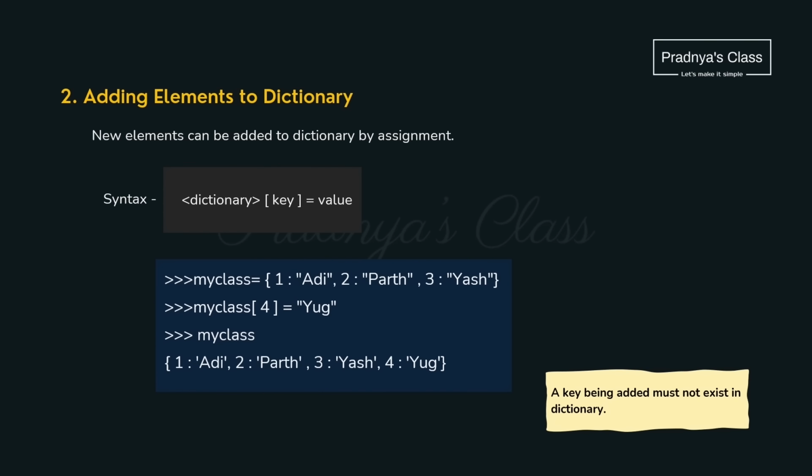We can add an element to the dictionary as it is mutable. For that we will be using a simple assignment operator. Write the name of the dictionary along with the key name and assign the value to it. Ultimately, this key value pair will get added to the dictionary. Make sure the key doesn't already exist in the dictionary. Look at this example. We are adding this key value pair, which is added at the last.